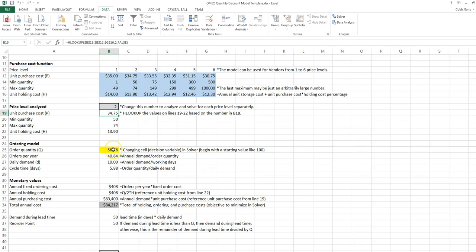One thing you'll notice in price level 2 is we're not bumping up against the minimum or maximum. The order quantity is in between the two. And when that happens, the fixed ordering cost and holding cost are equal at 408. That means this is the economic order quantity.